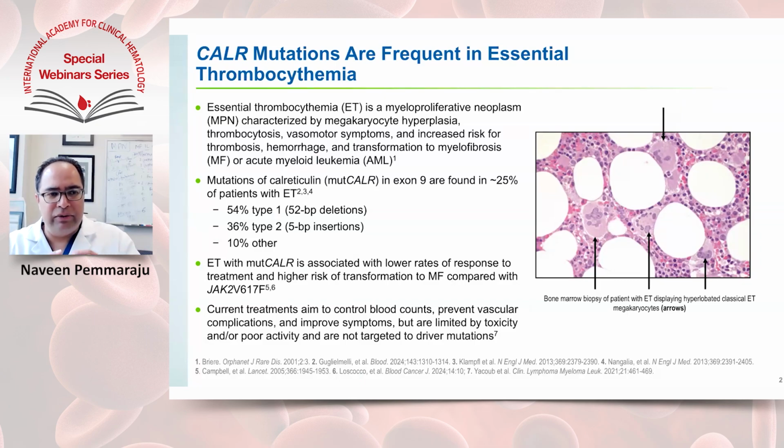So to remind ourselves, CALR can be a driver in both ET and MF. It is the second most common mutation. You have different types, type 1, type 2, and other. Traditionally, there's some controversy, but ET with mutant CALR can be associated with lower rates of response to treatment and higher risk of transformation to MF compared with JAK2. Some studies differ on that. And the most important thing to know is CALR is a potential immune modulating program.